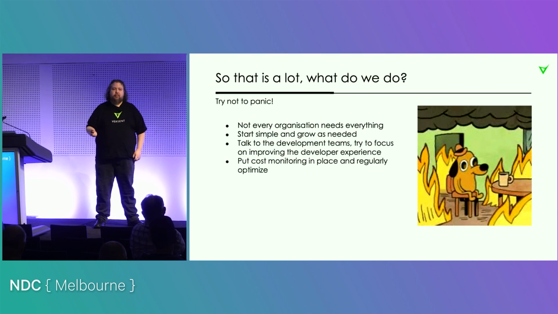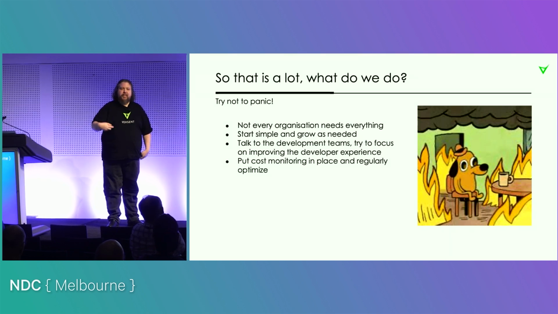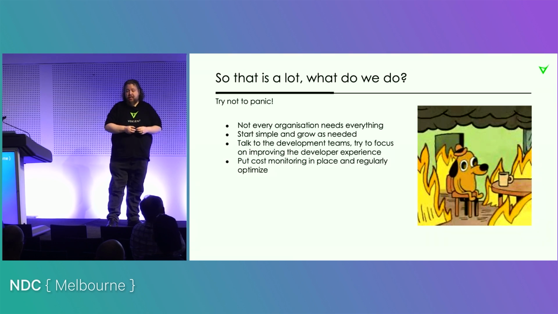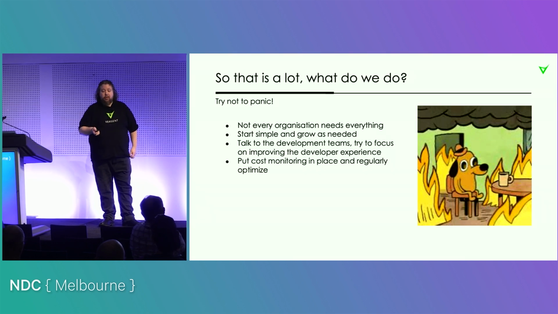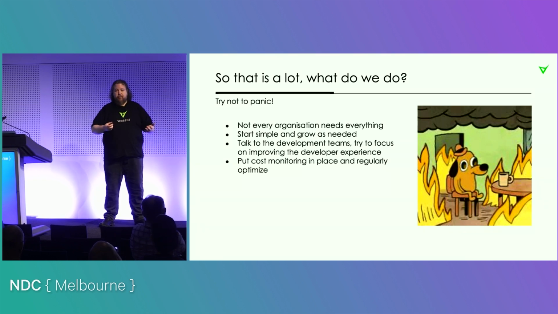You want to talk to the development teams. Try focusing on, how do I improve that developer experience? How do I help them get the most out of a platform? Find their friction points. You also really want to put cost monitoring in place, because as you've got so many different systems you can bring in, the costs are going to increase. So you do need to monitor that and work out, all right, where are my costs? What's increasing? Do I need to optimize some of these costs, or is this just part of what we're doing?